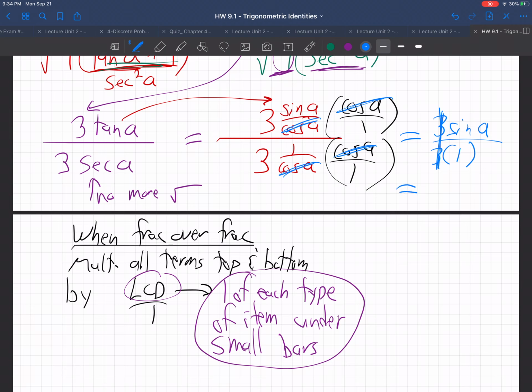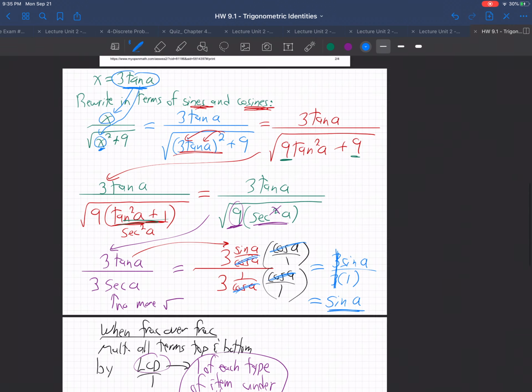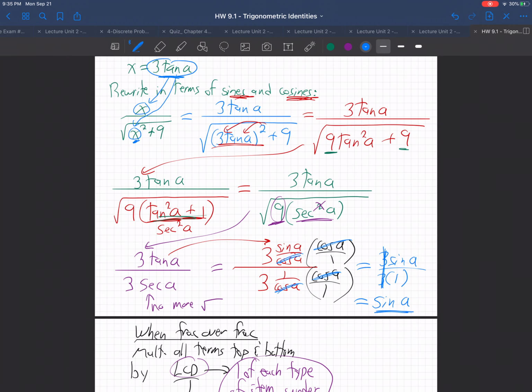And so what are we left with? Sine of A over 1, which is just sine of A. The 1 on the bottom doesn't do anything, right? So all of that work just boils down to sine of A. We plugged in and simplified all the way to just sine of A.